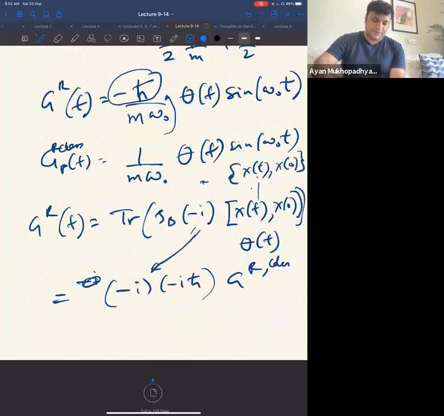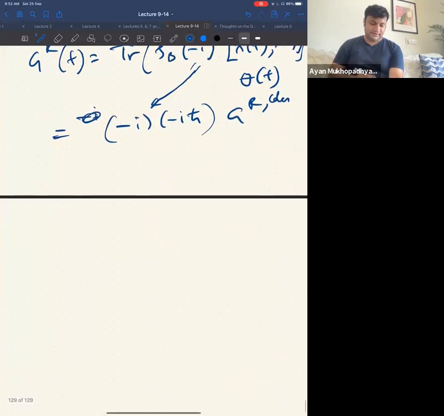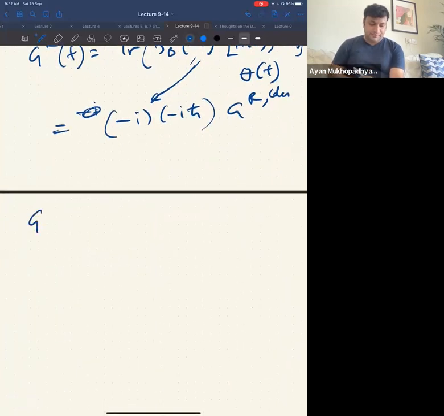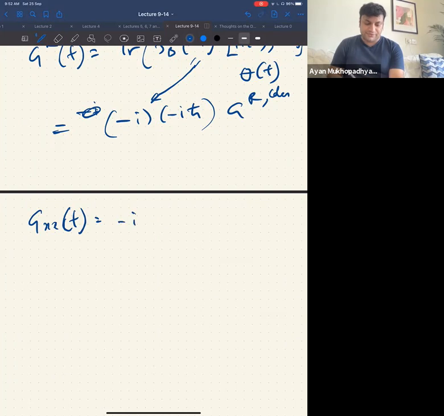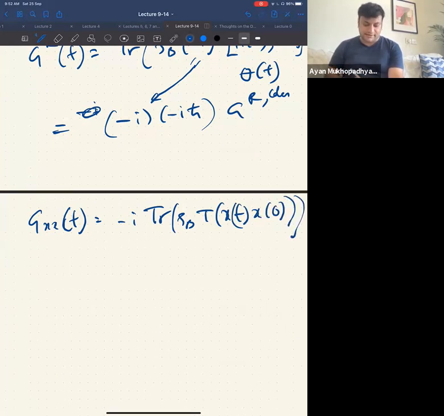Now, let us come to the Feynman propagator. So the Feynman propagator was defined like this. It was equal to minus I times the expectation value, trace rho beta, of the time ordered product of x t and x 0. And we explicitly evaluated it.